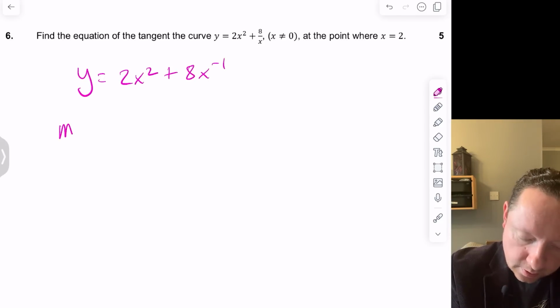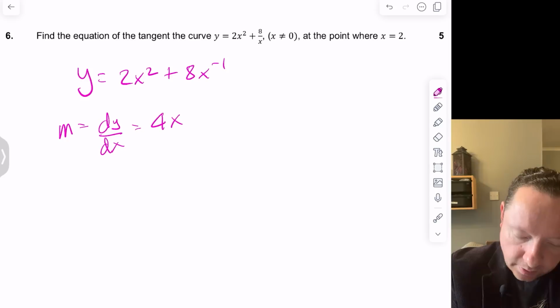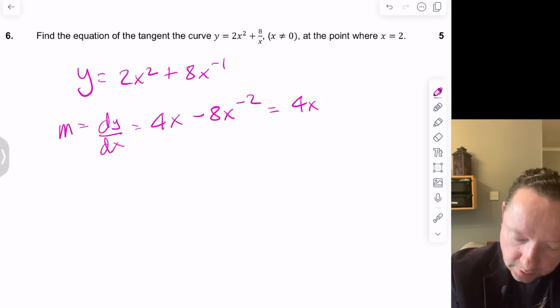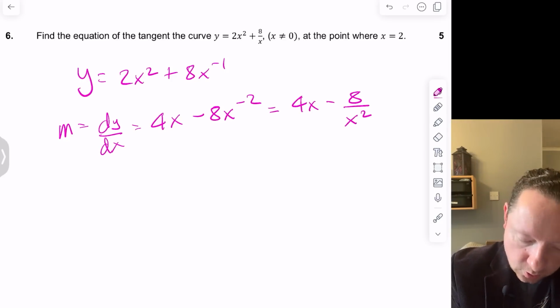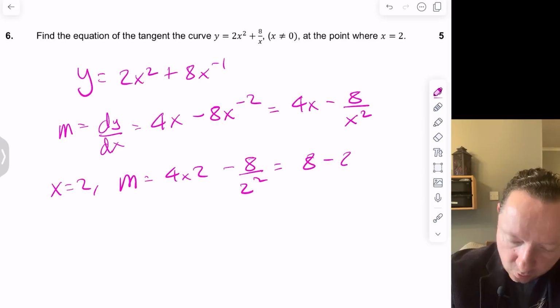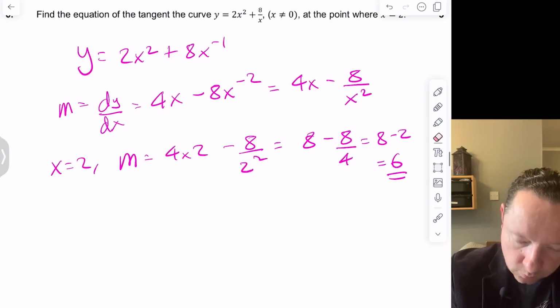So the gradient is dy by dx, which is 2 2's are 4x. And then take 1 down, so minus 8x to the minus 2. But I'm going to have to be able to actually sub something in. So I'm going to write that as 4x minus 8 over x squared. So for x equals 2, our gradient equals 4 times 2 minus 8 over 2 squared. 4 2's are 8, minus 8 over 2 2's are 4. 8 minus 2, which is 6. So now we need our point.